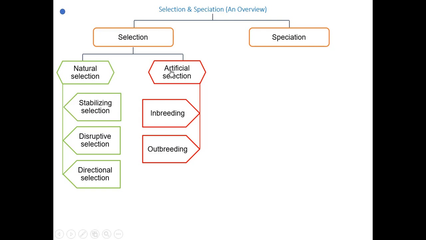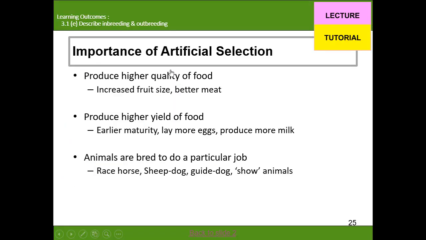So as the conclusion of artificial selection, the importance of artificial selection is to produce higher quality food. Examples: increased fruit size or better meat, higher yield of food, earlier maturity, the organism laying more eggs or producing more milk. Animals are bred to do a particular job. Examples: race horse, sheepdog or guide dog. Or also we can produce show animals.